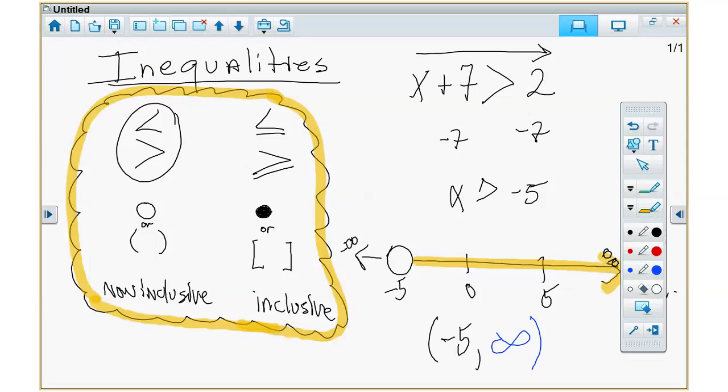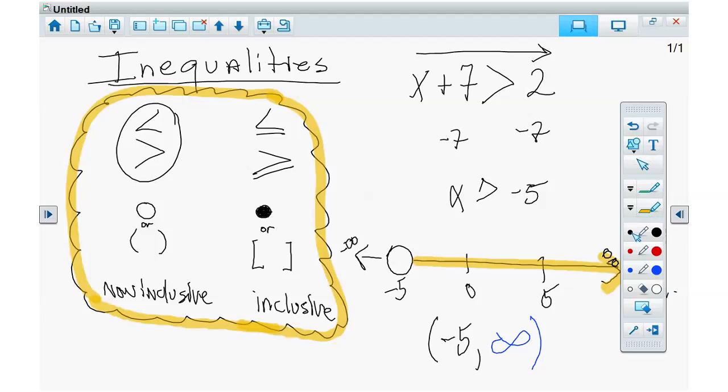So 0 plus 7 is greater than 2, so that would be 7 is greater than 2. How about 10? 10 plus 7. So what is the difference between what we did in 6.2 and what we're doing in 6.6? What's the difference? In 6.2, we had how many solutions? In 6.6, we have how many? We have a lot of solutions. It's called a solution set. You need to write that down. A solution set.